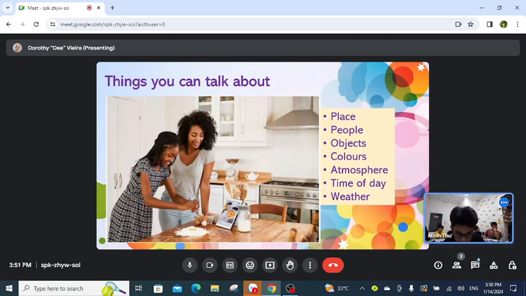Hello teacher. Today I will talk about describing a picture. This picture is about two girls making a cake in the kitchen.